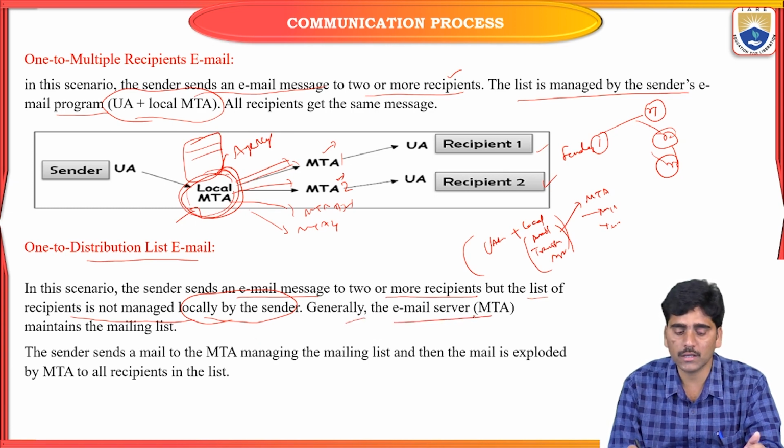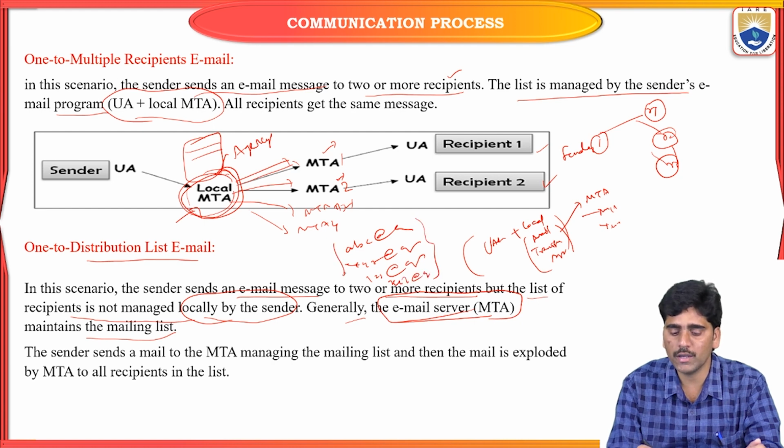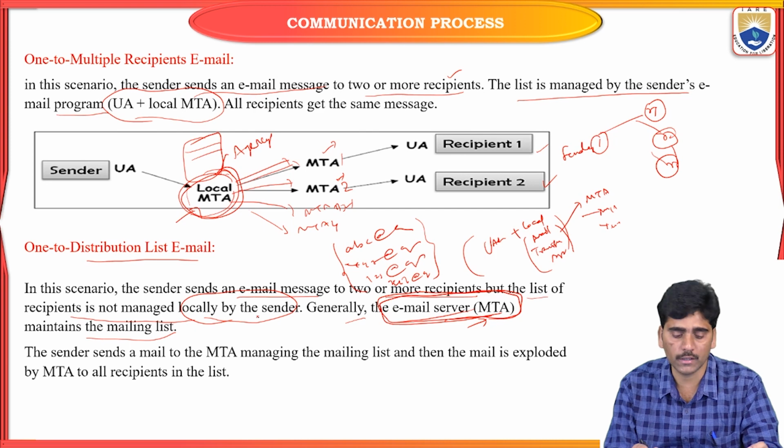Generally the email server MTA maintains the mailing list. So suppose abc@gmail.com, xyz@gmail.com, 123@gmail.com, 456@gmail.com, all these lists of mails are located or maintained in the mailing list called the email server, which is nothing but the MTA, mail transfer agent. So here in this mail transfer agent, all the mails are to be maintained.